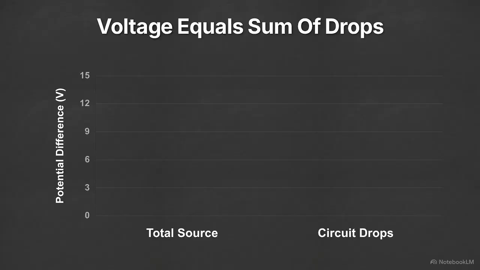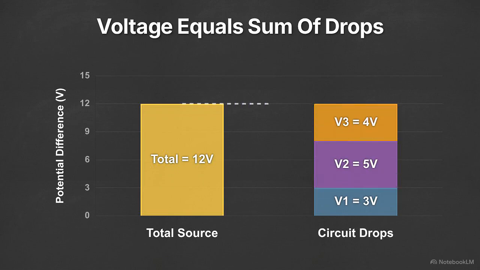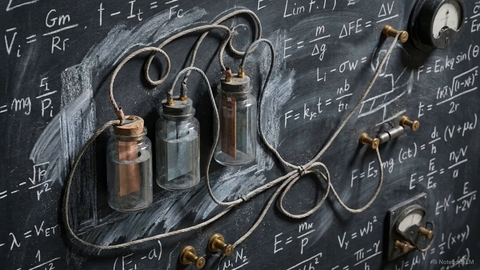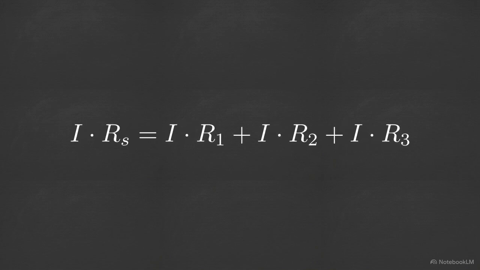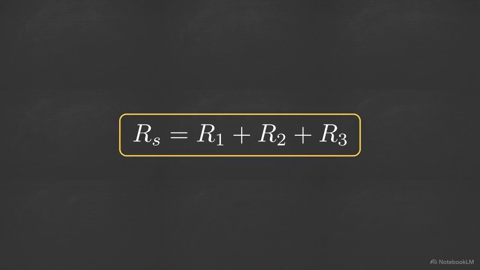This gives us the governing law. The total potential difference exactly equals the sum of the individual voltage drops. A series circuit acts as a strict zero-sum system of energy distribution along a bottlenecked path. We can now combine this system-level observation with Ohm's law to calculate the total equivalent resistance of the entire circuit. We start with V equals V1 plus V2 plus V3. Substituting Ohm's law replaces every voltage term with I times R. Since current is constant, dividing the equation by I reveals the final equivalent resistance formula. Rs equals R1 plus R2 plus R3.